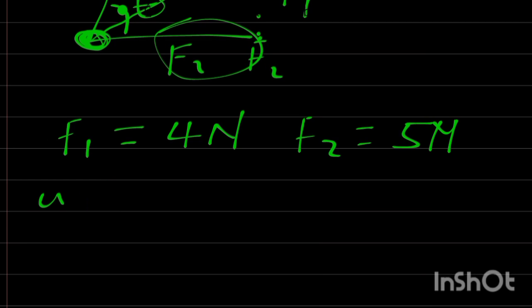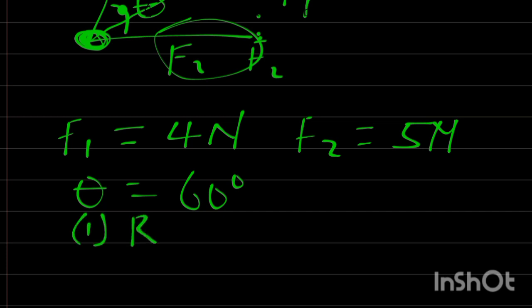So, two forces acting at a point make an angle of 60 degrees to each other. Find number one, their resultant force, and number two, calculate their equilibrant. That's what we want to look at.